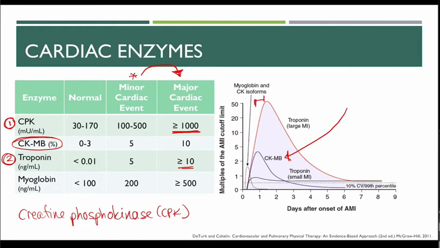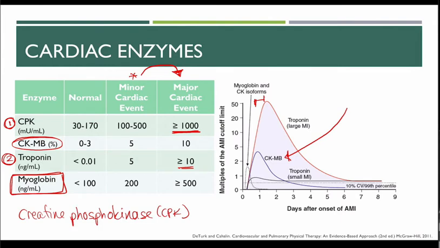The very last one on the list is myoglobin. And myoglobin is a really handy circulating marker because it's highly sensitive. And what I mean by that is if you have a myocardial infarction, myoglobin will be in your blood. So very high sensitivity, extremely low specificity because it could be coming from any of your muscle tissue.